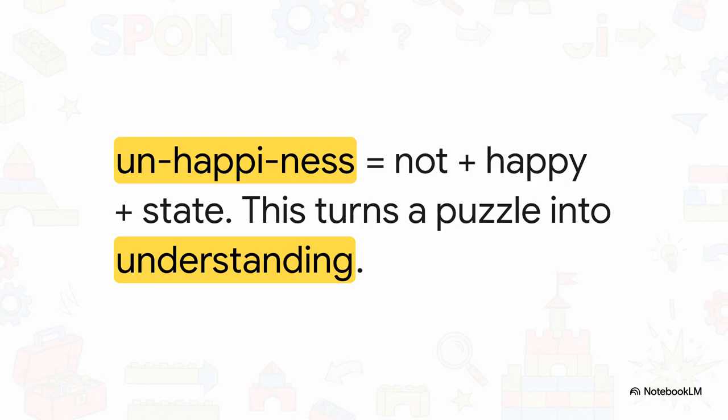Let's actually apply that plan right now. How about the word unhappiness? Okay, step 1, spot the prefix. It's un, which means not. Step 2, spot the suffix. It's ness, which means the state of being. Step 3, find the root, happy. Now combine them all, and what do you get? The state of not being happy.